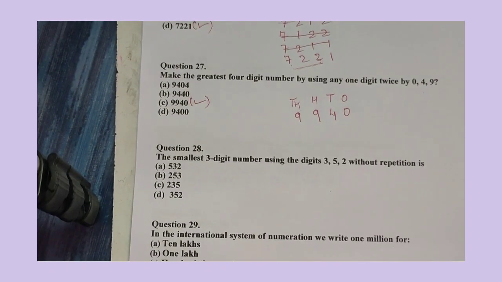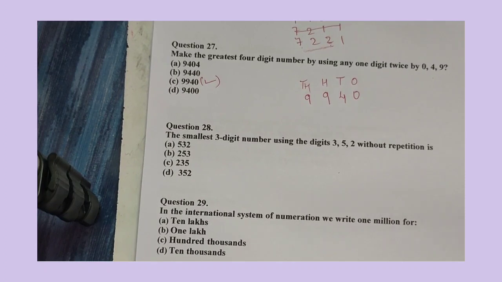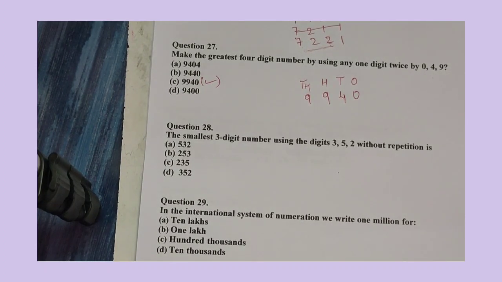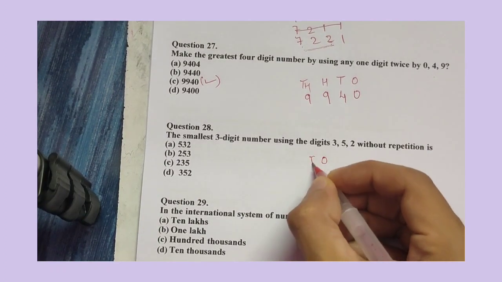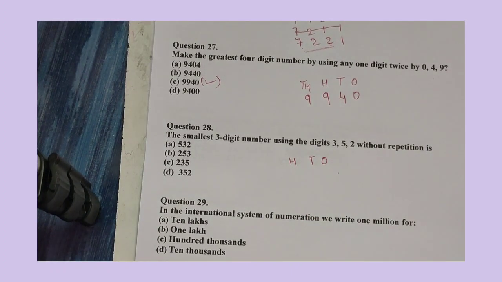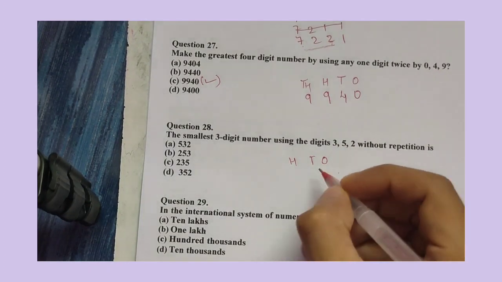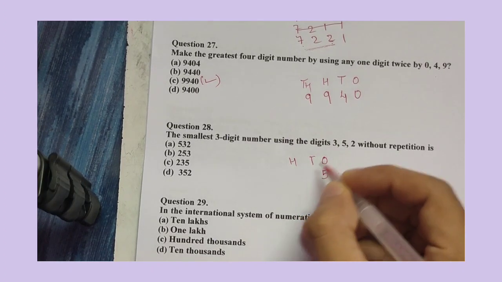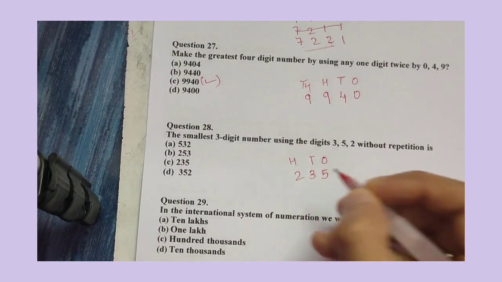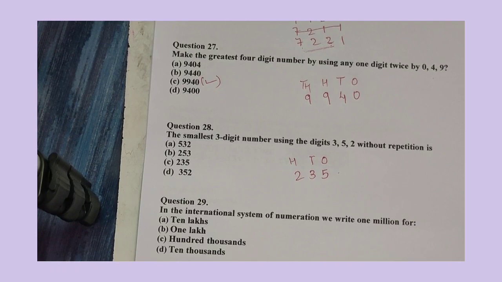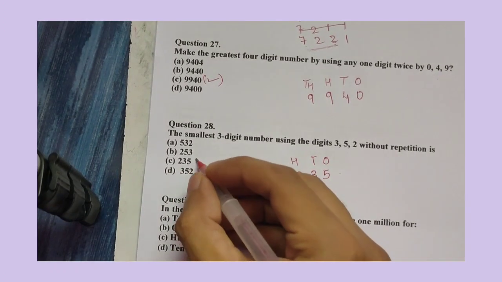Now we need the smallest 3-digit number using the digits 3, 5 and 2 without repetition. Okay, so the smallest has been required. Whenever the smallest is required, at the 1st place we have to use the smallest number. So out of 2, 3 and 5, 2 is the smallest, then comes 3, then 5. So the smallest 3-digit number using 3, 5 and 2 without any repetition is 235.